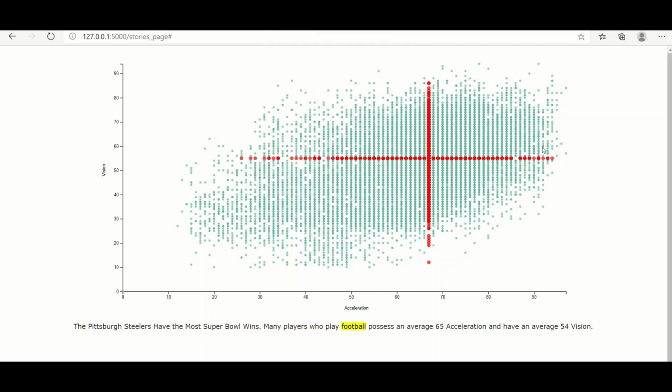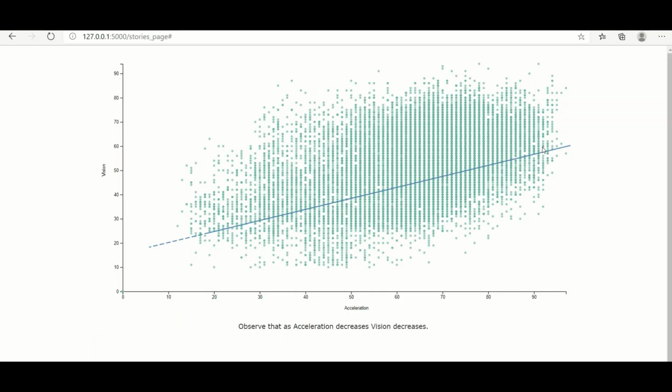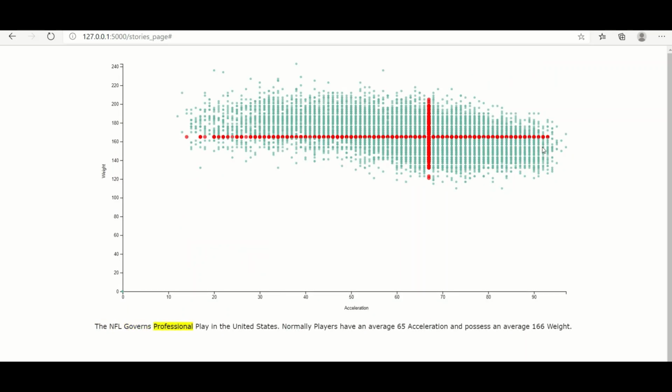Many players who play football possess an average 65 acceleration and have an average 54 vision. Observe that as acceleration decreases, vision decreases. Anyway, there are some players who even with 36.0 acceleration have 81 vision. For instance, M. Noble and K. Politz are some of the outliers. The NFL governs professional play in the United States.